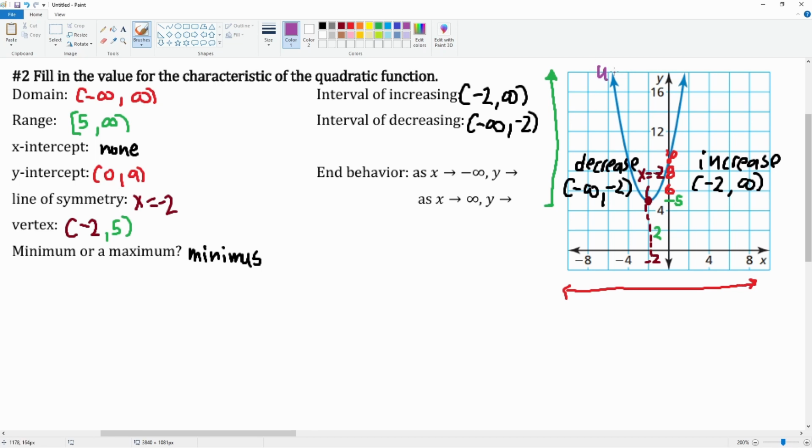Here it looks like it is going up on both arrows, so that is when y goes to positive infinity.